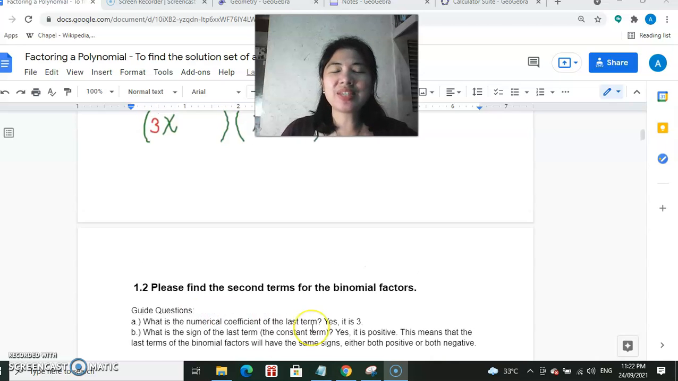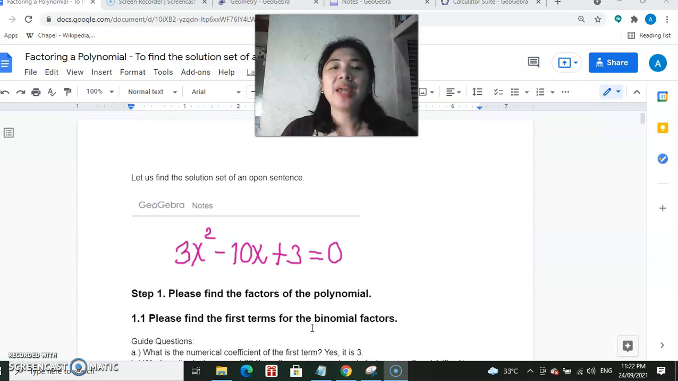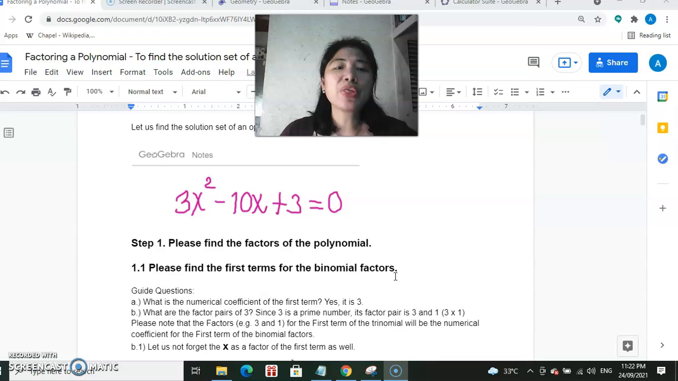So tonight we'll just have one exercise, and that would be to find the solution set of an open sentence. Good morning, good afternoon, good evening, wherever you are. And this will be our open sentence: 3x squared minus 10x plus 3 is equal to 0. First step, we will find the factors of the polynomial. We'll be applying factoring to find the roots, to find the solution set for a polynomial. Okay, so let's have fun, let's play.